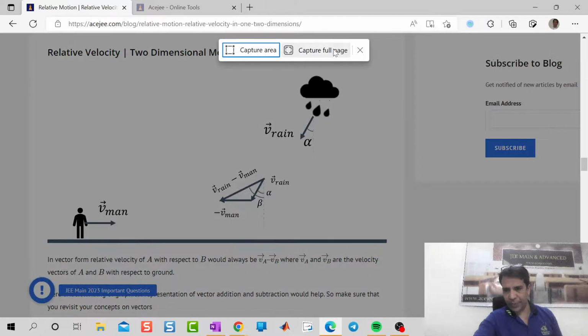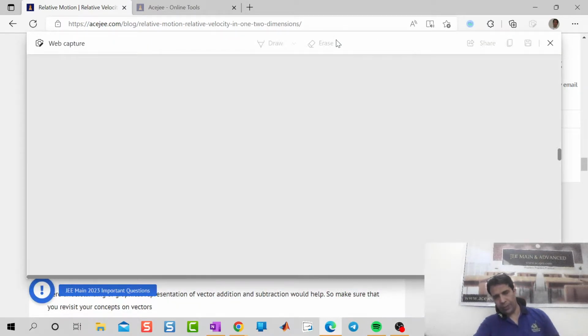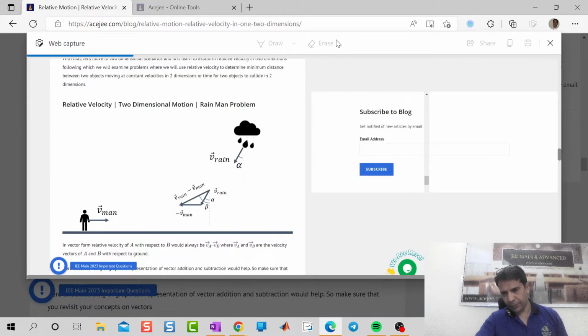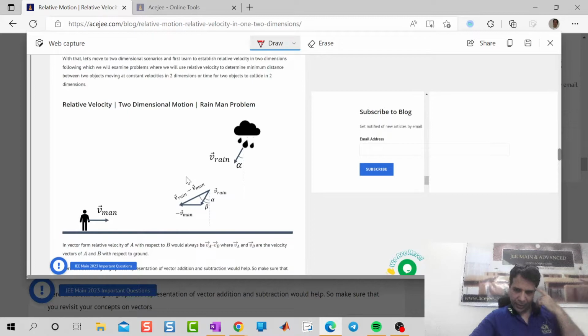So let me just see if we can discuss this Feynman problem. Something is really funny with the Microsoft Edge today. I have no idea what this is. That's okay.